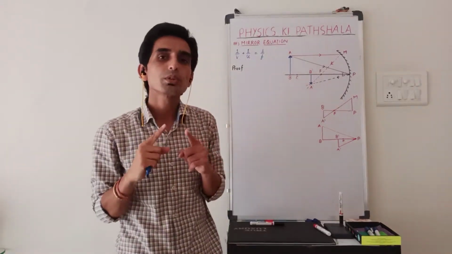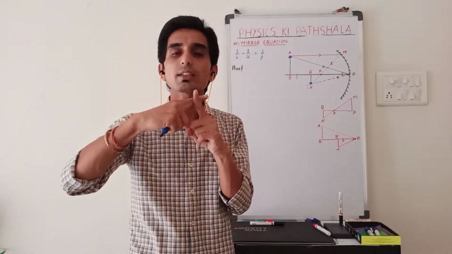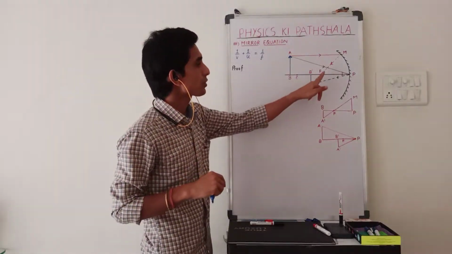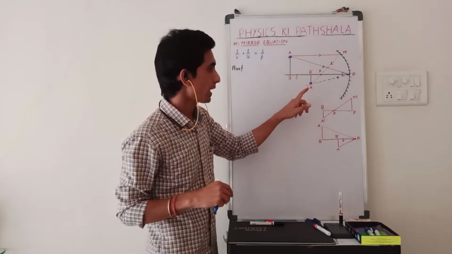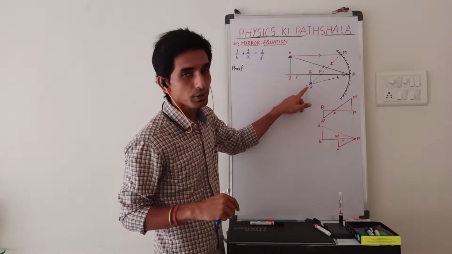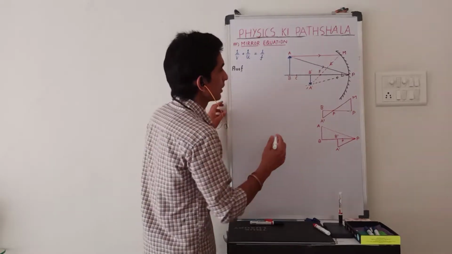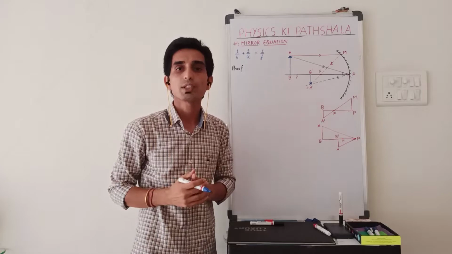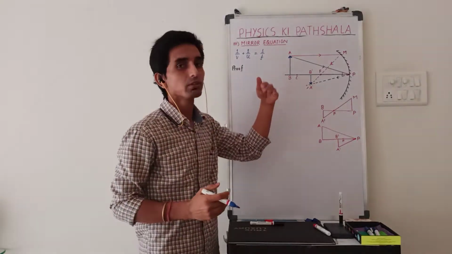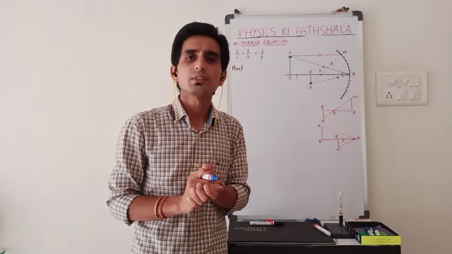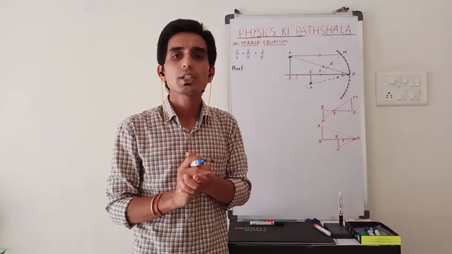Now where the two reflected rays intersect, there the image is formed, that we know. So these two dotted reflected rays are intersecting over here at a point, say A prime. So here the image will be formed. A prime B prime will represent the image of this object, which will be an inverted and real image.